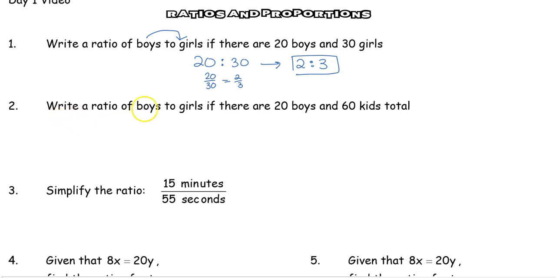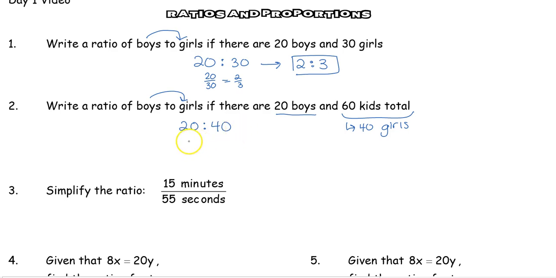The next one we're going to write a ratio, still boys to girls, but this time I'm telling you that there are 20 boys and there are 60 total. So I need the number of boys coming first. Given that there are 20, I didn't tell you how many girls there are. I'm not going to do 20 to 60 because I want boys to girls, but I can use this information to find out how many girls there are. So if 20 of them are boys and there are 60 total, this tells me that there are going to be 40 girls. 20 boys, 40 girls is going to give me 60 total. So we've got our 20 boys to our 40 girls.